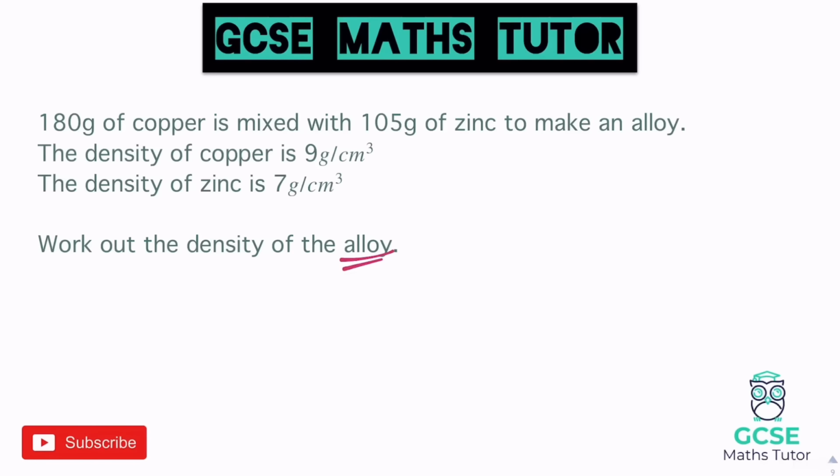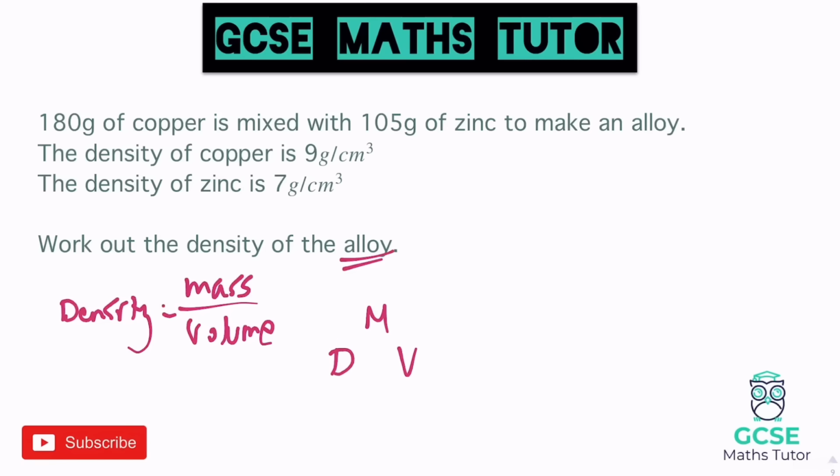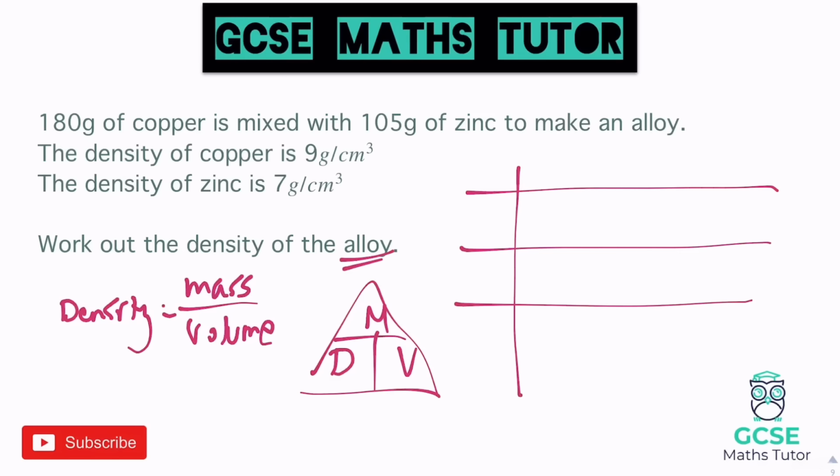First things first, we definitely need to make sure we write down our formula. So density equals mass over volume. And you can stick that into a formula triangle if you want, which I am going to do. So density, mass, volume. There we go. So drawing ourselves a little 2-way table to tidy this up. Now for each thing we're going to need a density, a mass, and a volume. We have the copper, we have the zinc, and we have the alloy. I'm going to split this all up into a table.